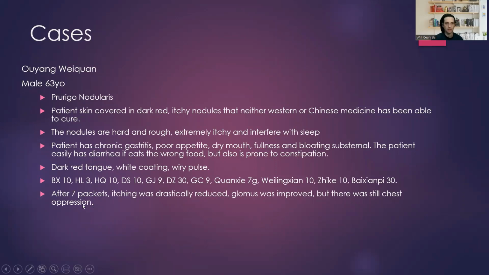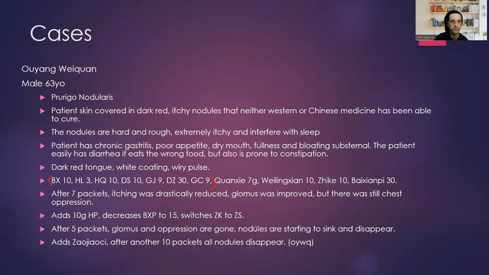So Ouyang Weiquan gives this formula, Banxia Xiexin Tang, right? This component is Banxia Xiexin Tang, and then over here are some add-ons: Weilingxian, Baixianpi. After 7 packets, the itching was drastically reduced, the glomus was improved, but there was still chest oppression.